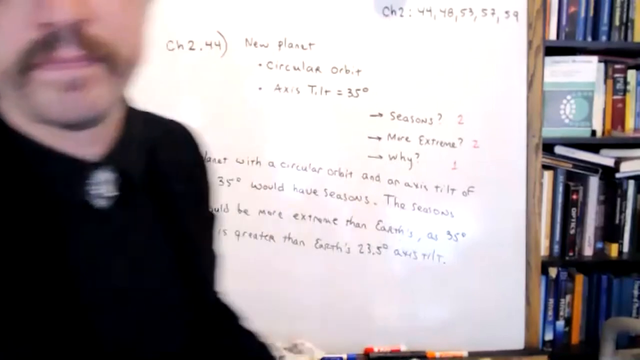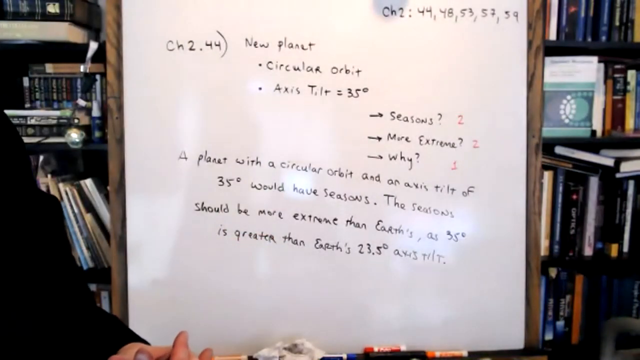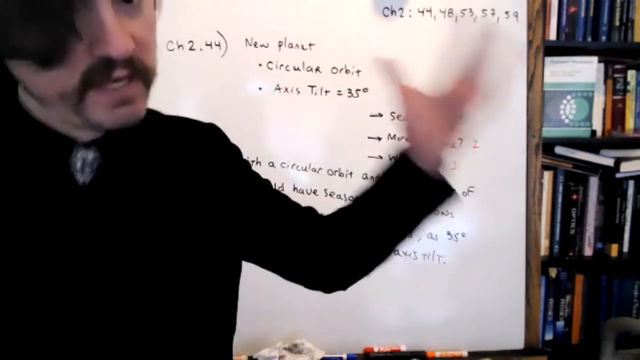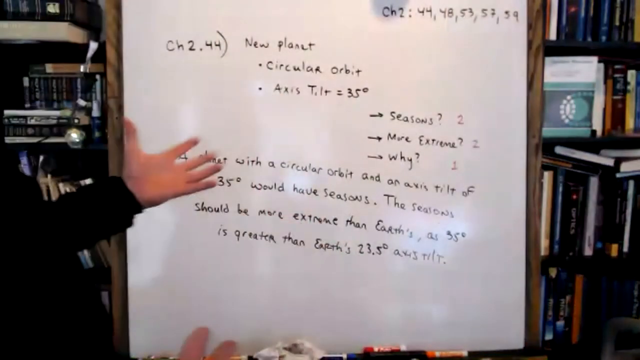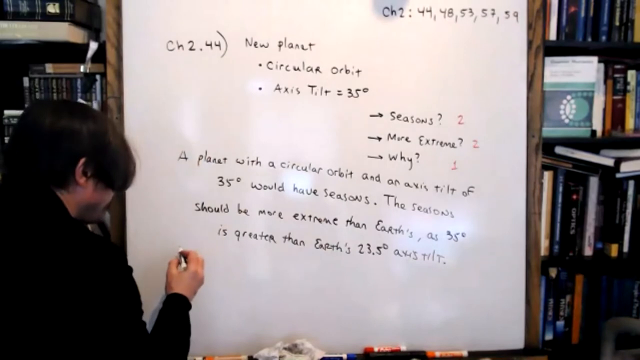With a more drastic angle, the variation in seasons will be more, something like that. The variation in the angle of the sunlight will be more extreme for the 35 degree tilt. I think something like that is pretty good. Let's see if we can wing it here.